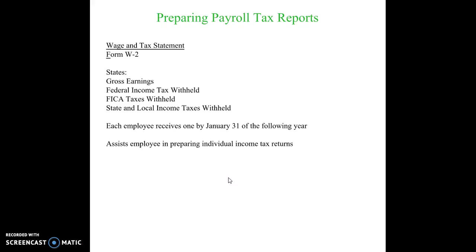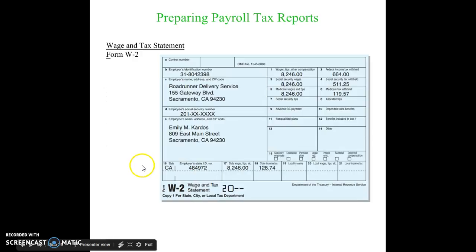Wage and tax statement W-2, this is the one that we get at the end of the year. Each employee will receive theirs by January 31. These are what are submitted to our accountant for tax return purposes. It's going to state gross earnings, federal income tax withheld, FICA tax, state and local income taxes that have been withheld. Here's an example of a W-2.